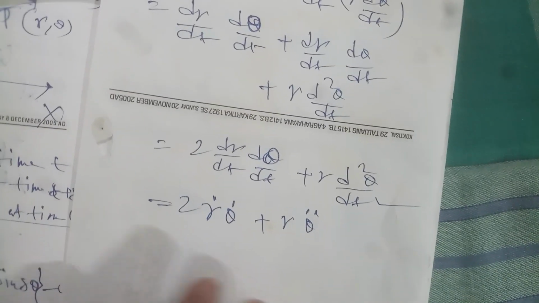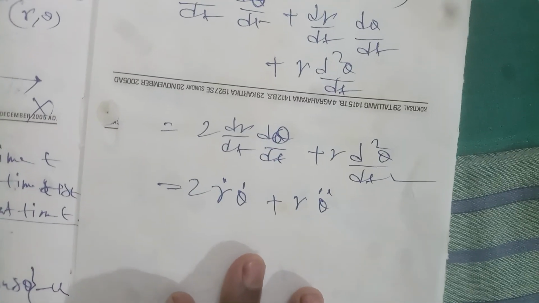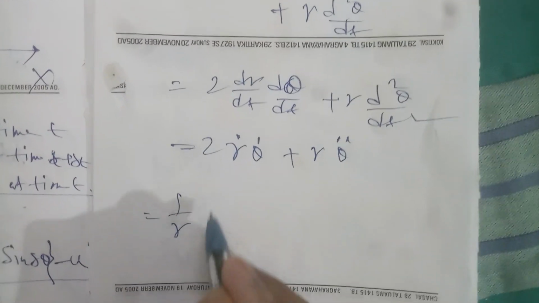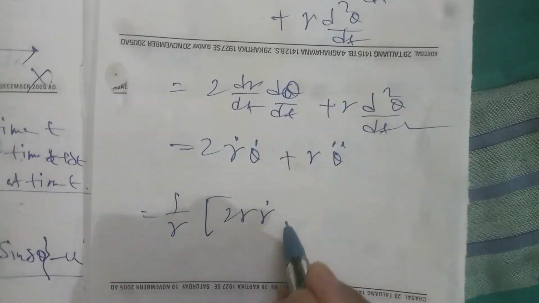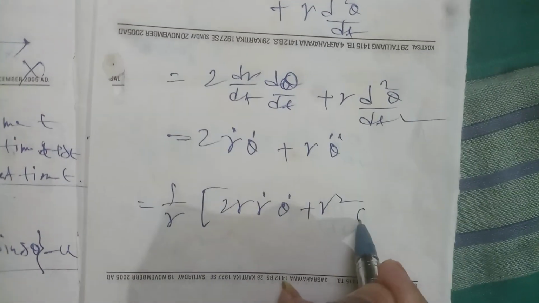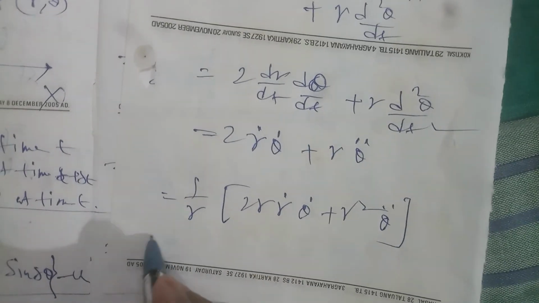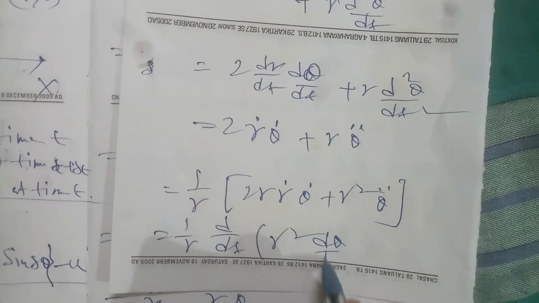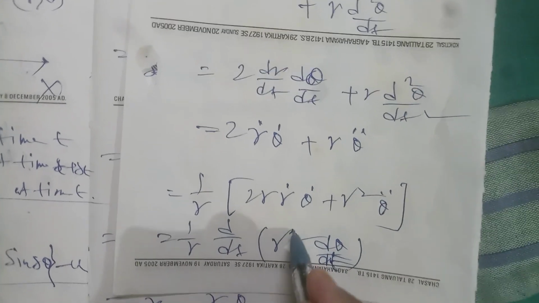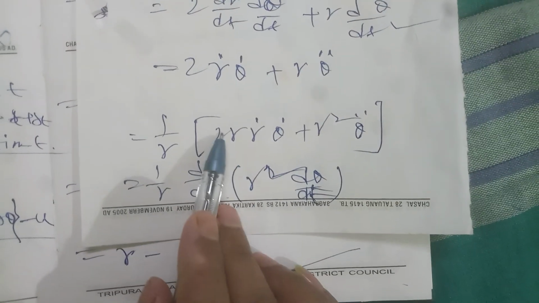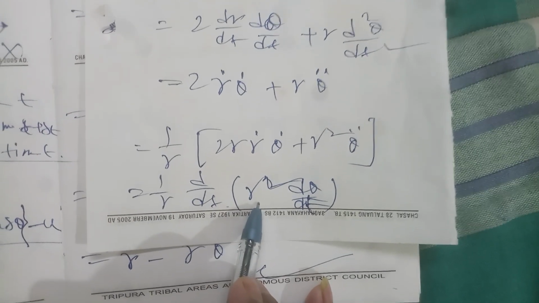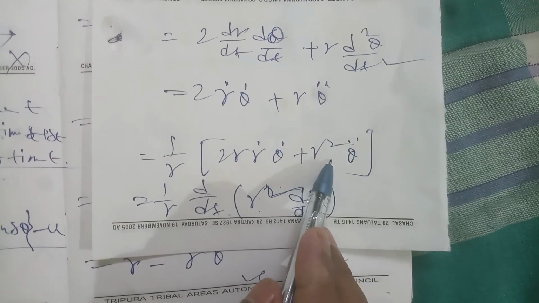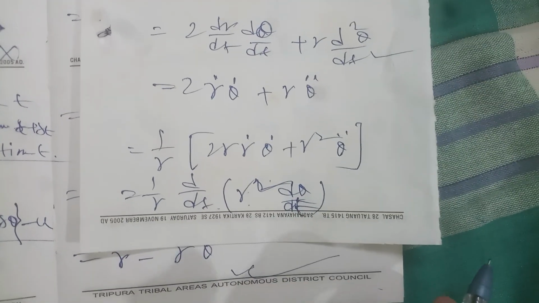Or we can also simplify again. How to simplify it? Now take 1 by r: 2 r dot r theta dot plus r square theta double dot. So this is nothing but 1 by r d by dt of r square d theta by dt. If you take the derivative of r square d theta by dt, you get 2 r dr by dt into d theta by dt, plus r square d2 theta by dt2. So after simplification we will get this.